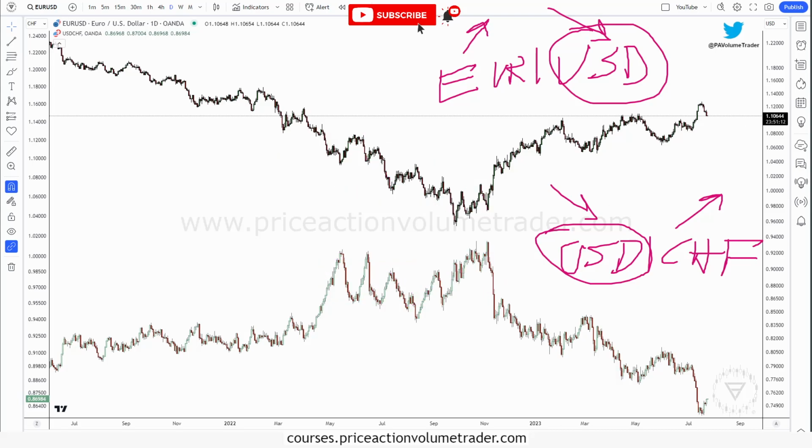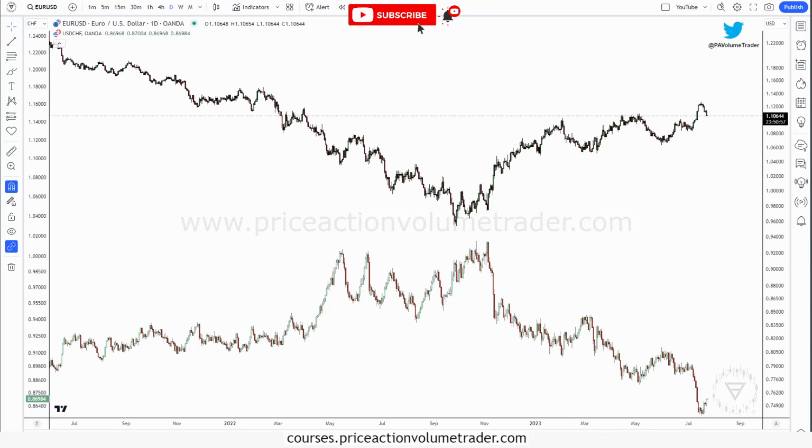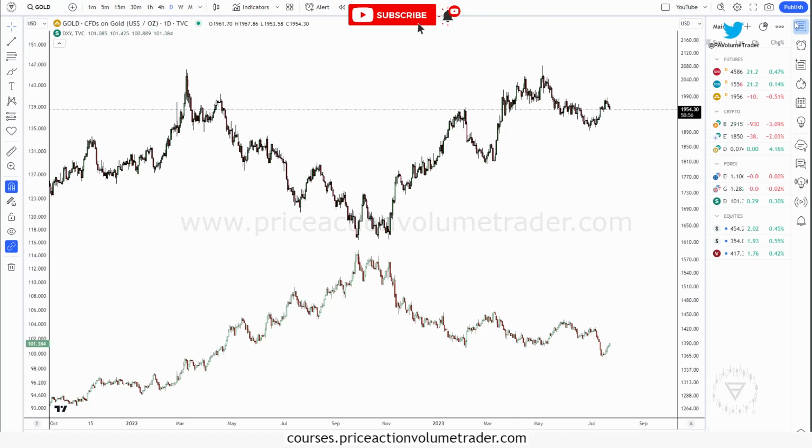But you can see right here how the relationship resumed, and then starting in November, the euro dollar has been on an uptrend and the dollar Swiss franc has been in a downtrend. Okay, now going to other more traditional markets.